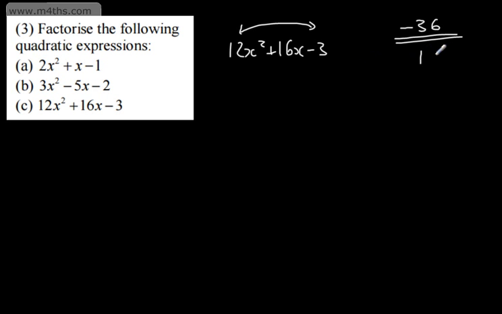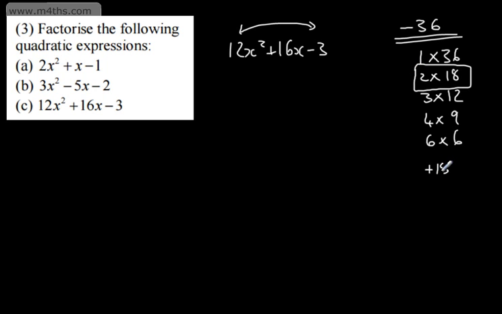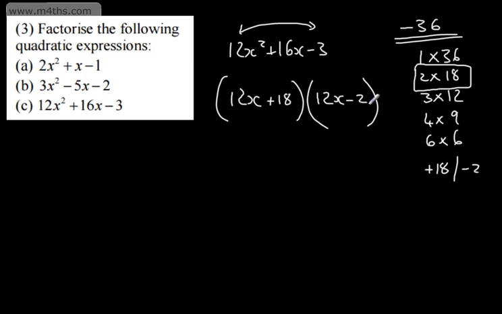So let's consider factors. 1 times 36, 2 times 18, 3 times 12, 4 times 9, and 6 multiplied by 6. If we look, these need a difference of 16. Well, it's going to be that one just there. So I want now the plus 18, and I want now the minus 2, or negative 2. So 12x and 12x in each bracket, plus 18, then we'll have minus 2.